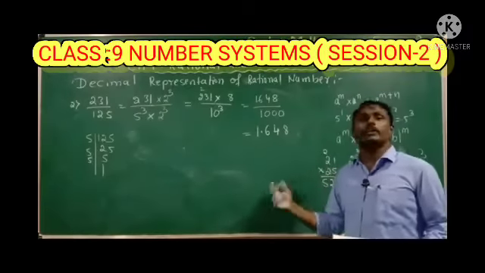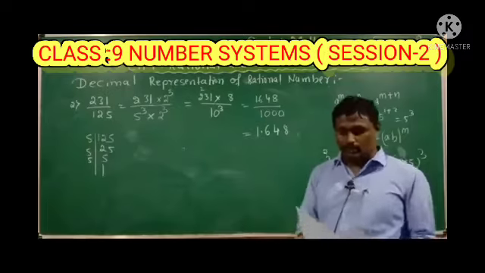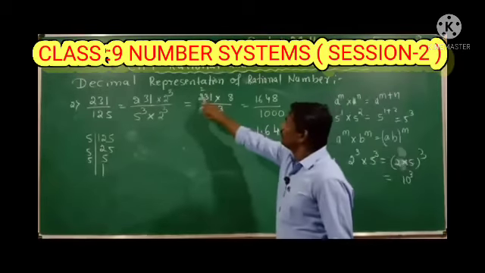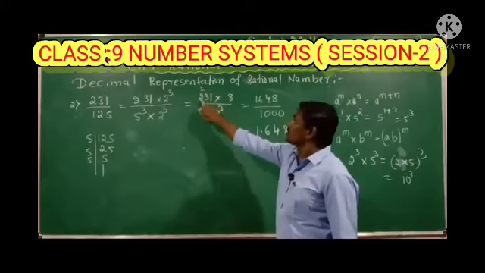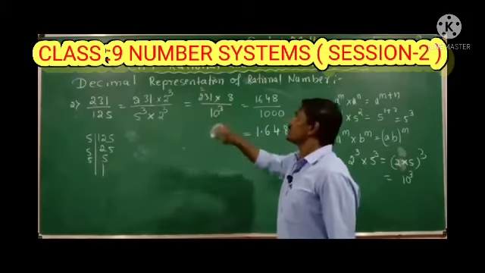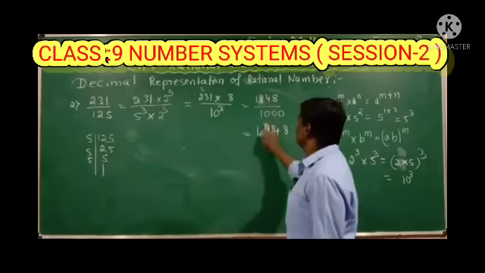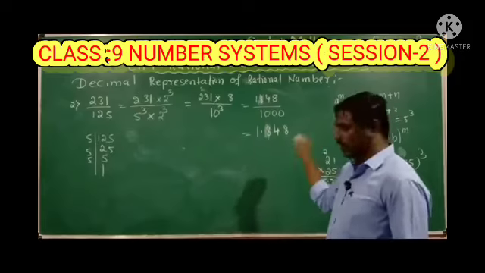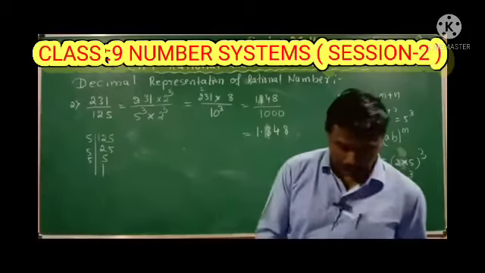If it is terminating, we can easily calculate the decimal expansion. Sorry, here 8 2s are 16, 16 plus 2 is 18, right? So it becomes 1.848. Okay, see the next question.